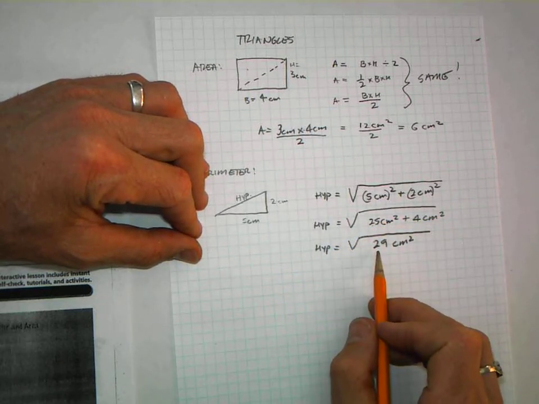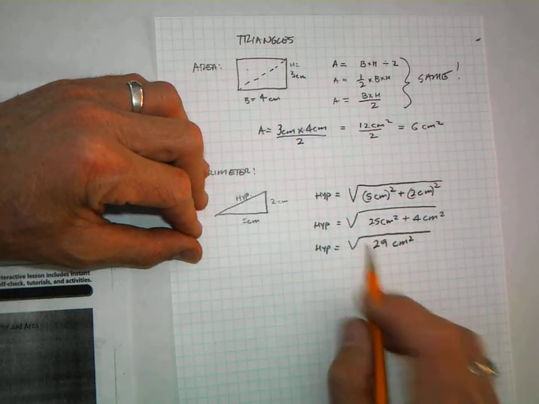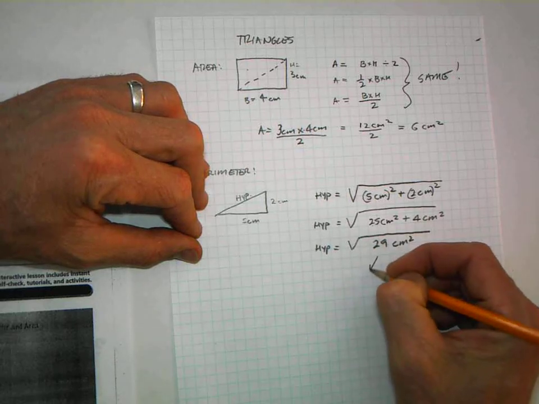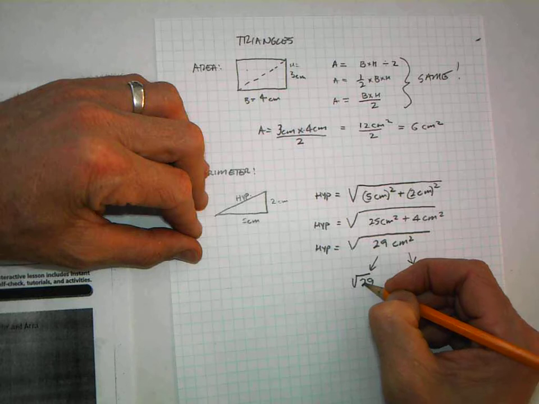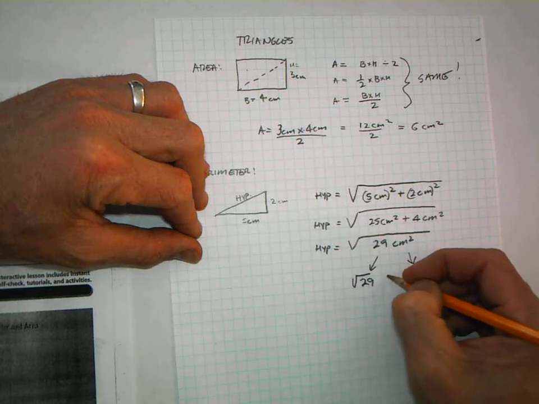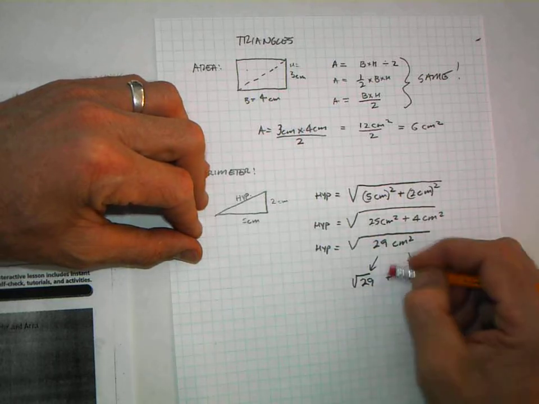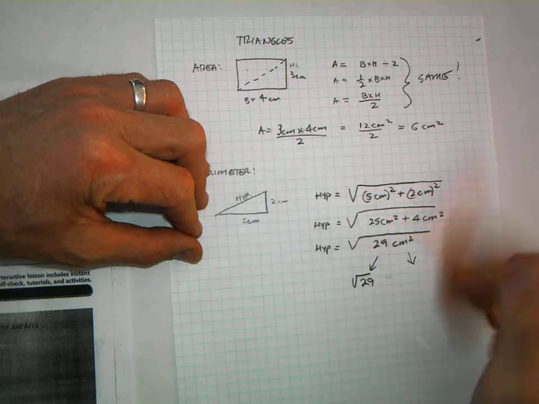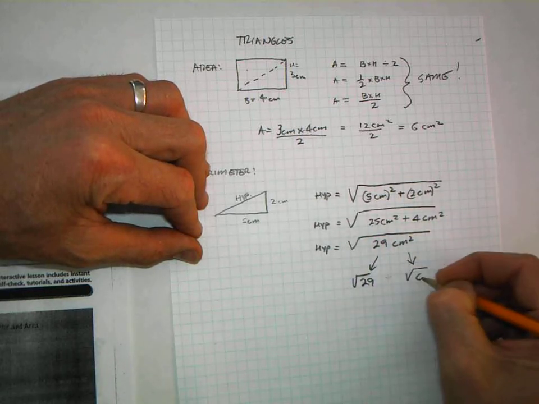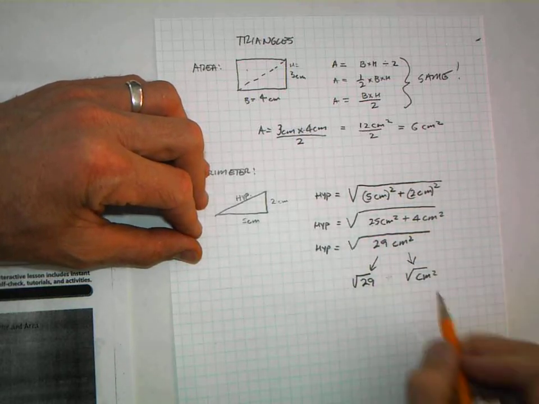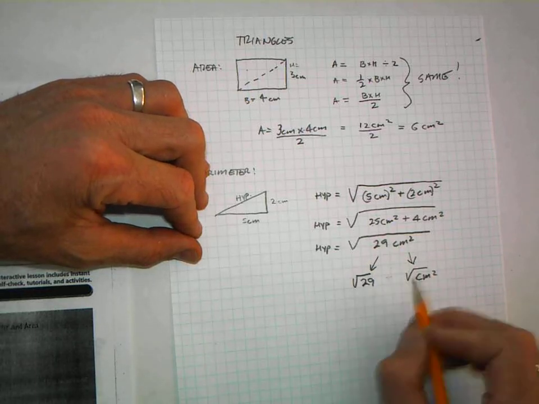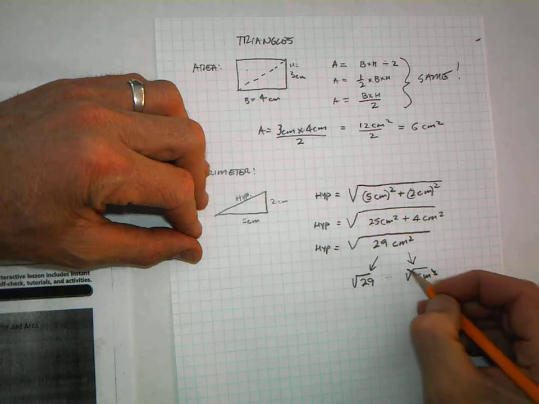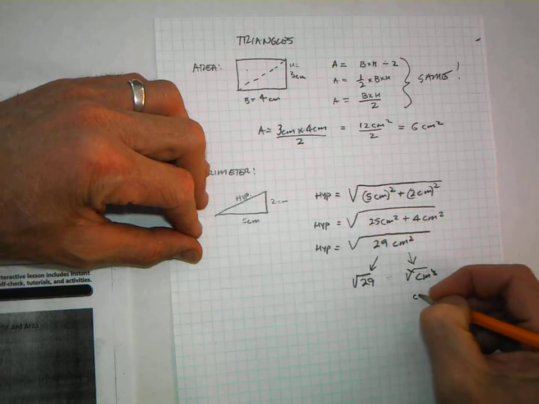So we're going to have to do two things. We're going to divide this up into 2 parts. This is the same as the square root of 29 times the square root of centimeters squared. Let's just do this first. If you square something and then take the square root of it, they're inverse operations. That cancels that, so you're just left with centimeters.